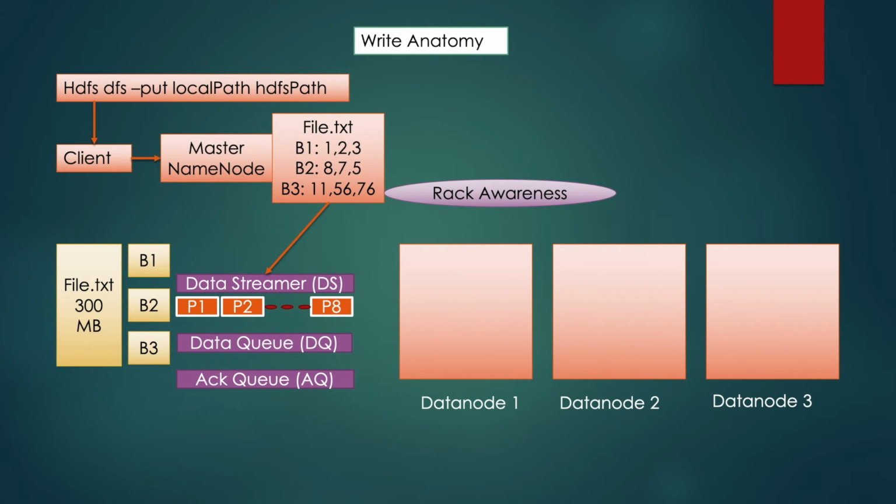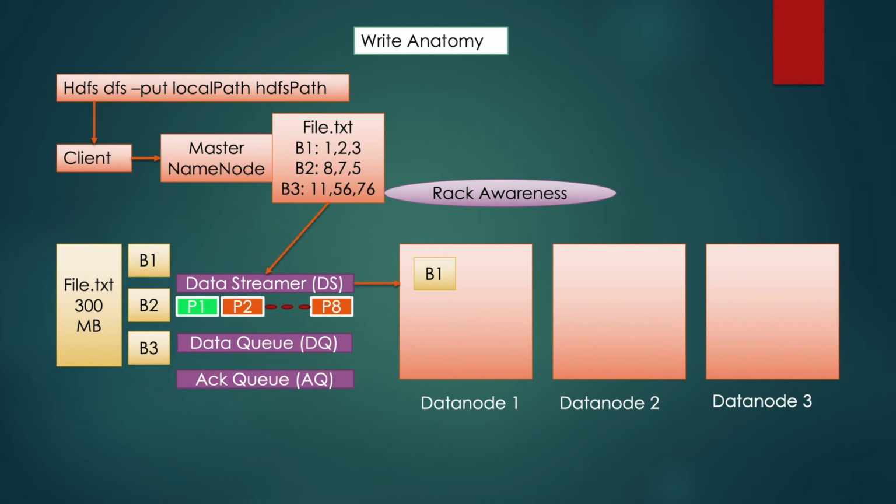And first it will take the packet P1, and it will keep all the packets in the data queue so that packets will be transferred one after the other. So packet P1 will be taken out from the data queue, and the data streamer will get in touch with data node 1. Inside data node 1, it will create a file named B1, and the packet P1 will be copied and placed in the file B1.